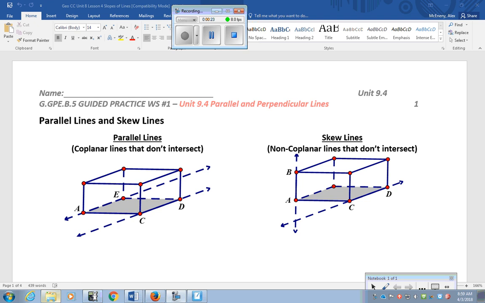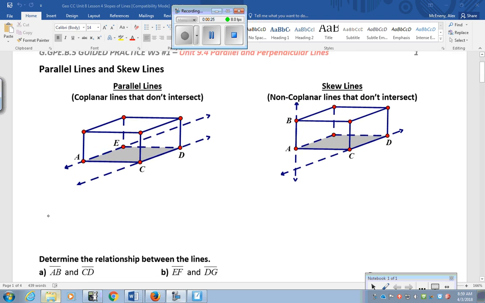If you look at the definitions here, they talk a little bit about parallel and skew lines. Skew lines are any type of lines that aren't parallel, but they don't touch. If you look at lines AB and CD, it looks like they almost touch, but they don't, because AB is about 4 or 5 inches to the left, so that line passes behind the other line.